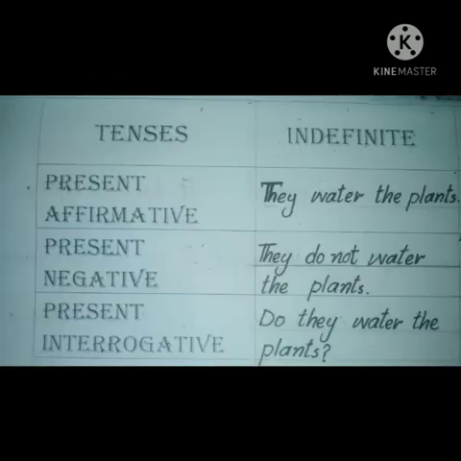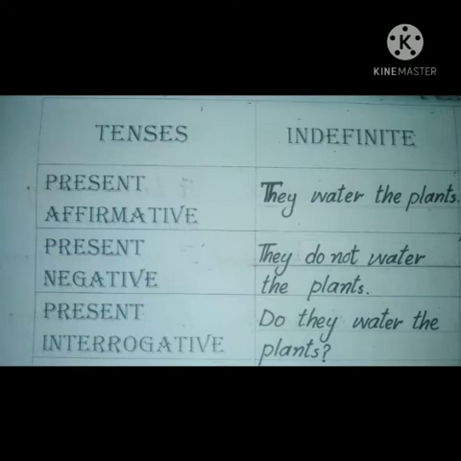The structure of present indefinite tense in affirmative is subject, we write first form of verb and then object. So here you can see that our subject is they. With they we use first form of verb in present indefinite. The verb is water. They water, and object is the plants. They water the plants. Now change into present negative.